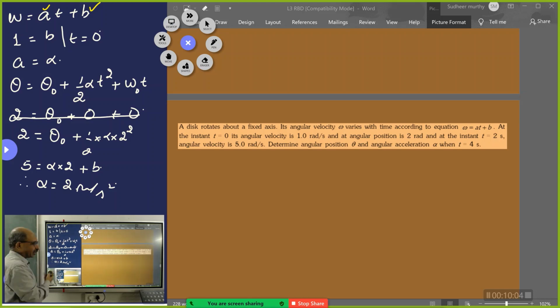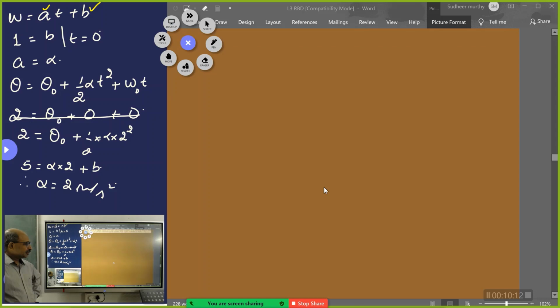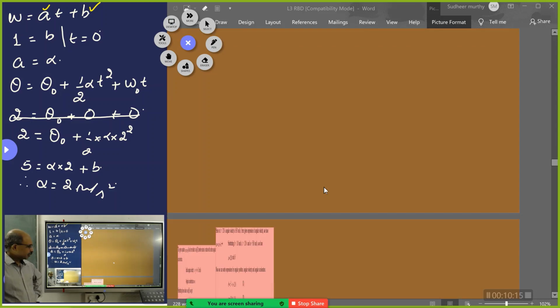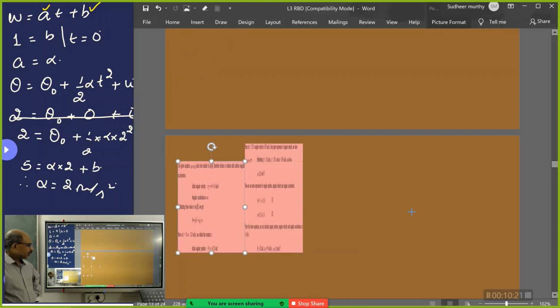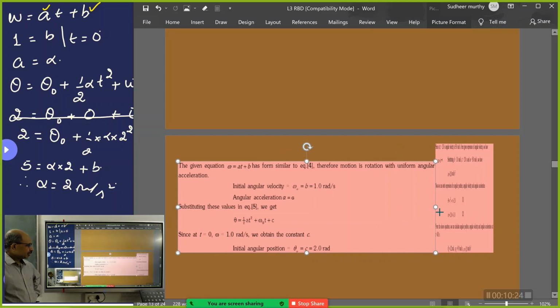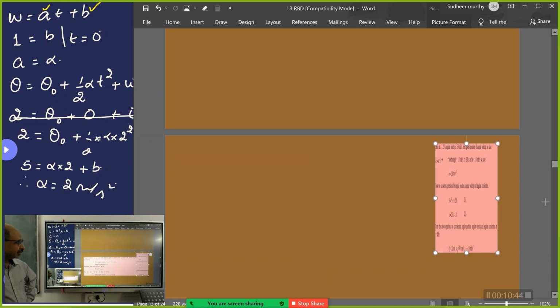So I suppose all of you wrote this and solved this. It's a very simple problem. I suppose all of you have the answers with you. So the first part: we have taken it as theta naught, here taken as constant c. So we got theta naught is equal to 2 radians. That's what we also got here. Correct?